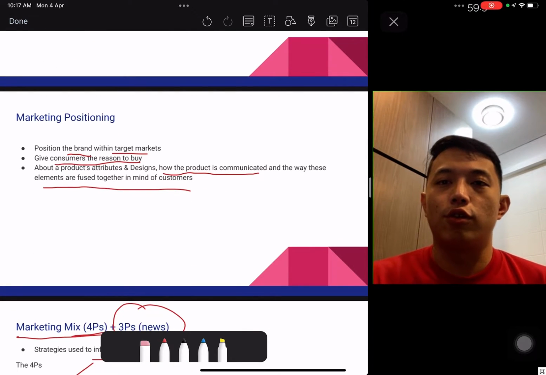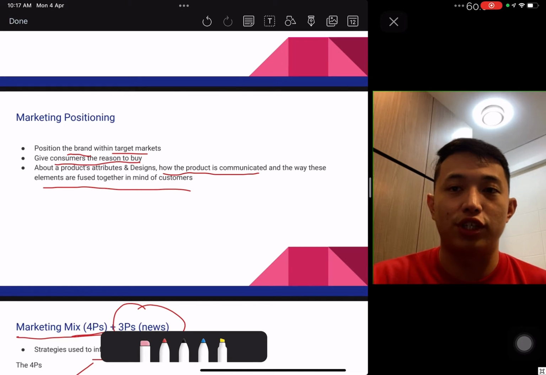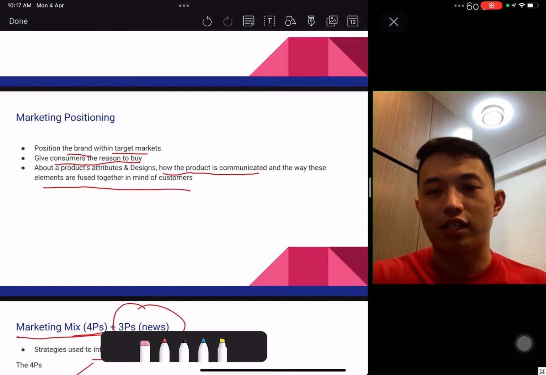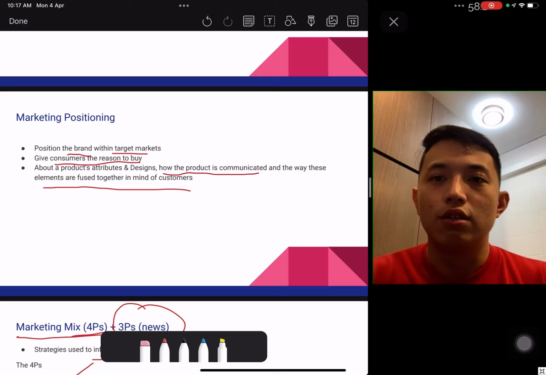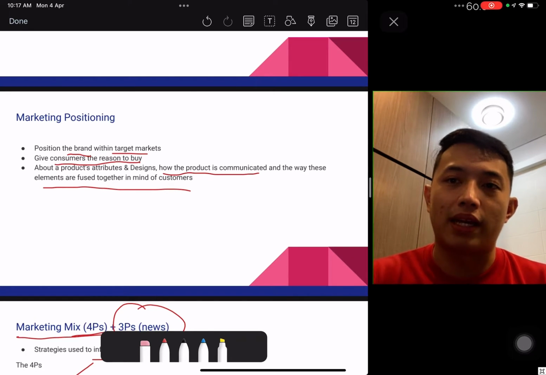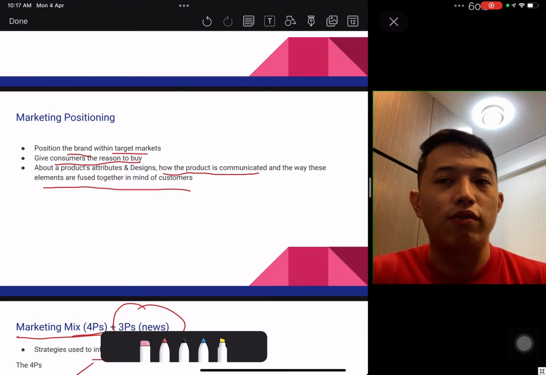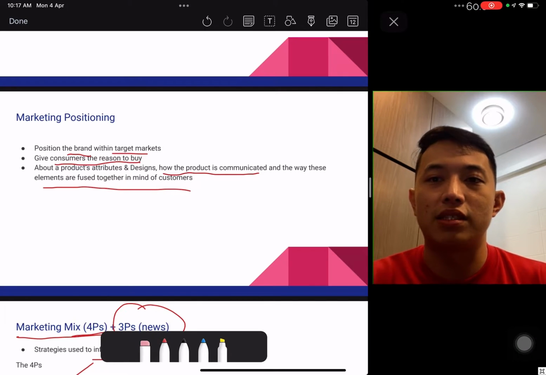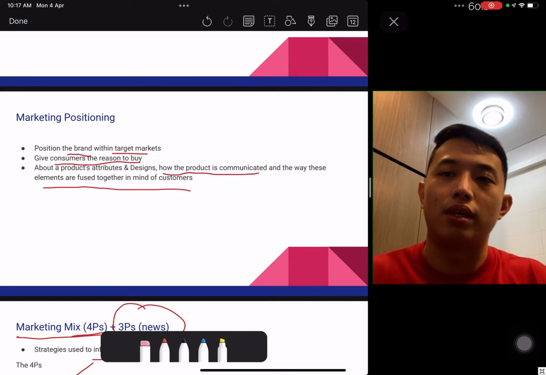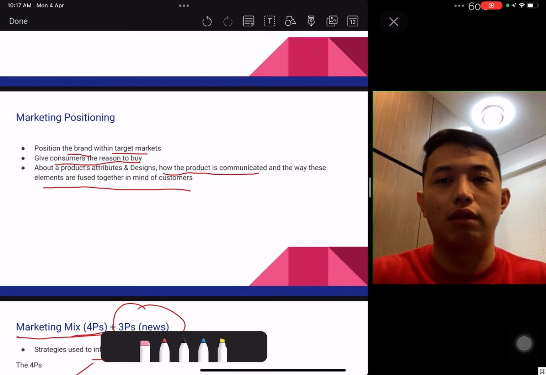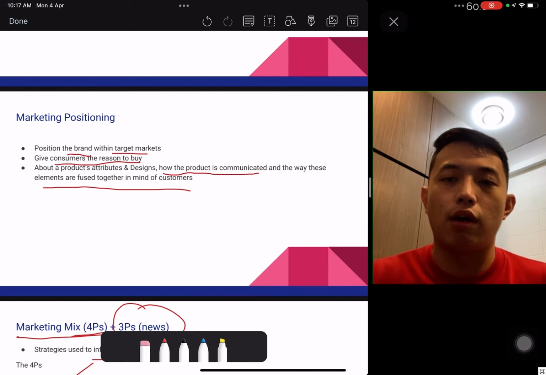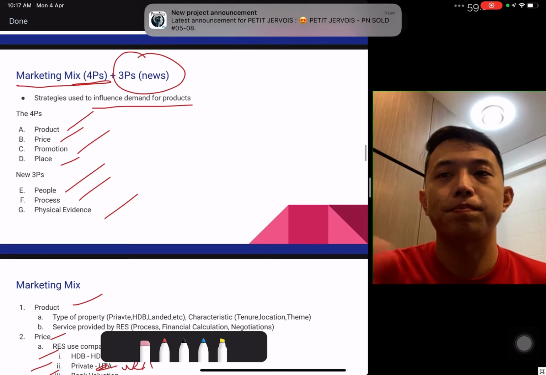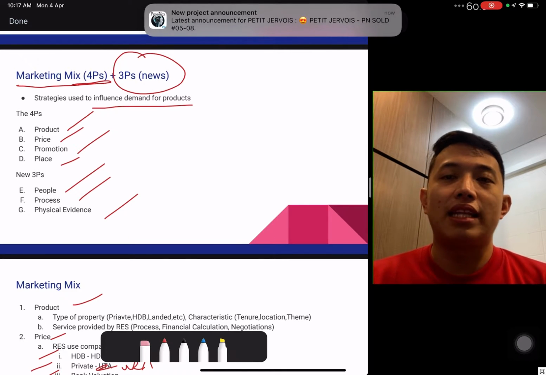After getting all the knowledge of those, please move on to market positioning. How are you going to position yourself as a brand? You must brand yourself as a standard or a level for people to take note of. Which market are you, which target are you, giving a consumer a reason to buy, how products are communicated, and how these elements are infused. So market positioning is branding, a branding of yourself or the client's product. You must always remember that as an agent, you also have to market yourself as an agent and brand yourself in the market. Okay. Next, marketing mix.